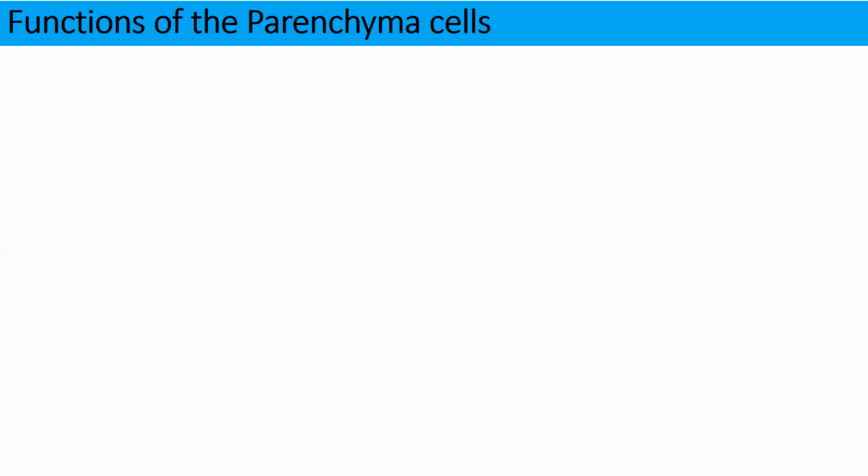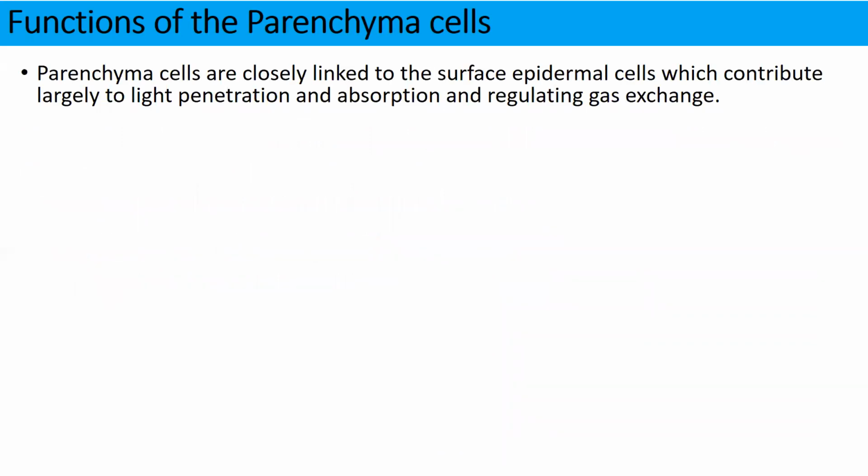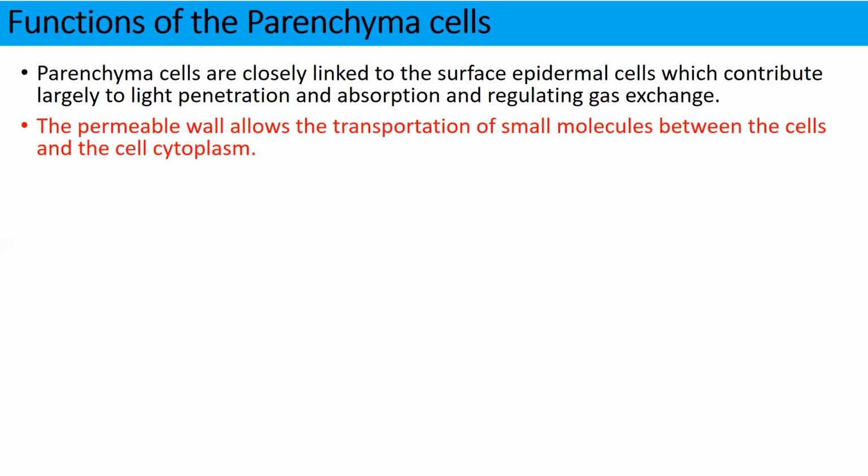Functions of parenchyma cells. There are several functions of parenchyma cells, which include: parenchyma cells are closely linked to the surface epidermal cells. It links the epidermal cells, which contribute largely to light penetration and absorption and regulation of gaseous exchanges between the plant and the environment. The permeable wall of these cells allows the transportation of small molecules between the cells and the cell cytoplasm.